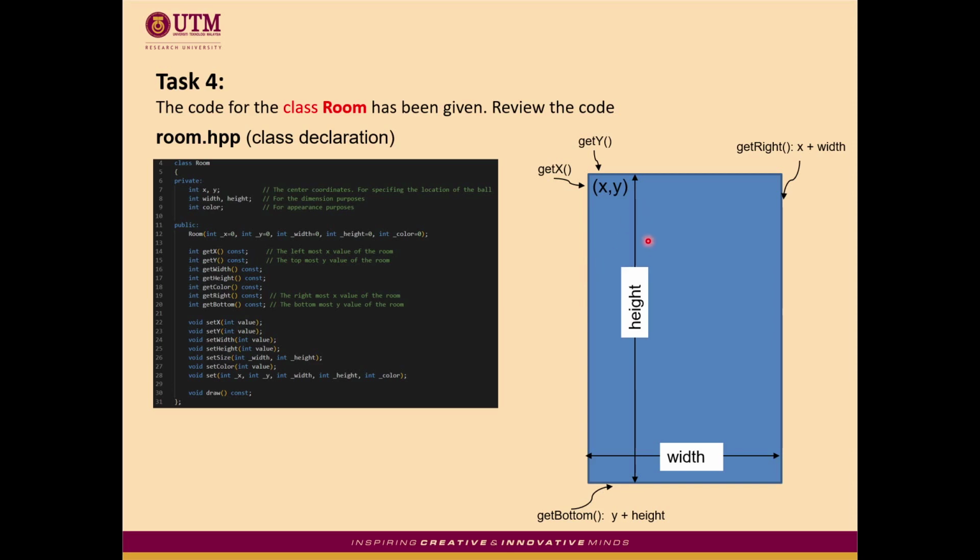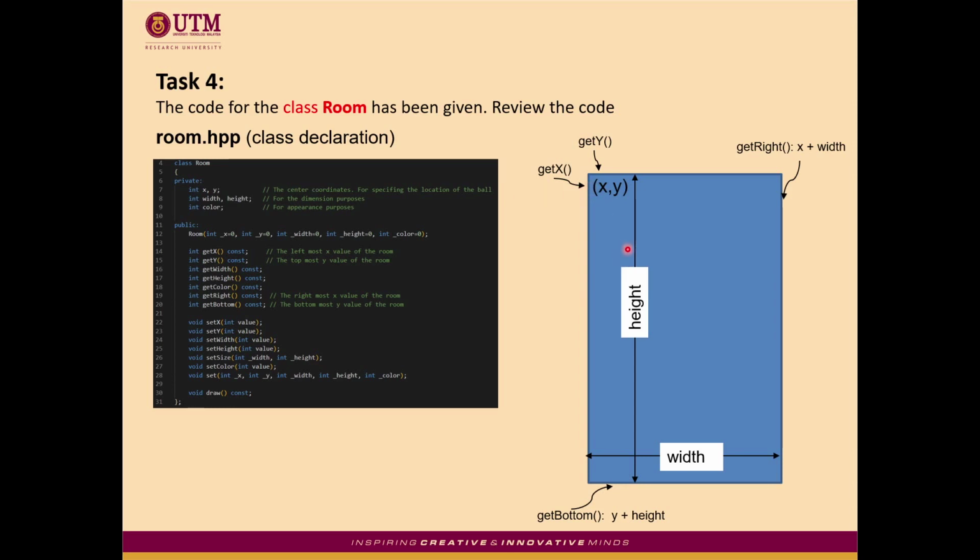The first one is the attribute about location. Just now we had the ball, right? The location is the center, but for the room, we use the top left corner to represent the location of the object, because we can position the room anywhere inside the screen. So one type of attribute is the location.